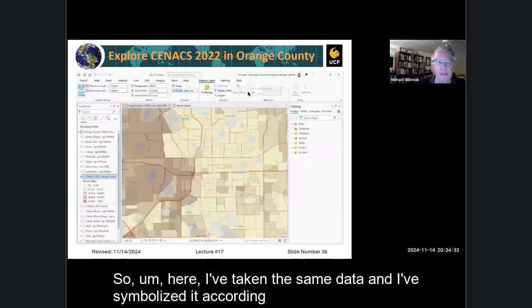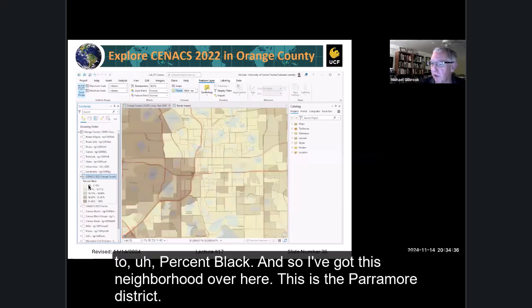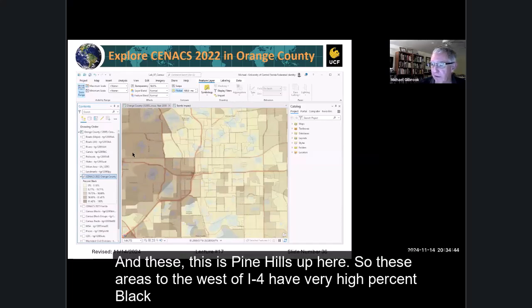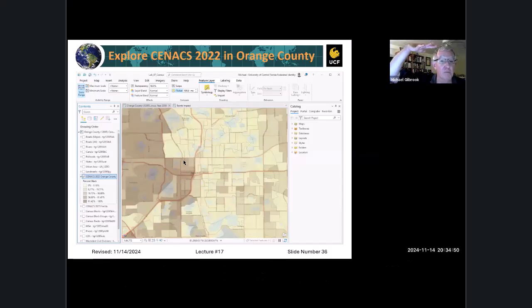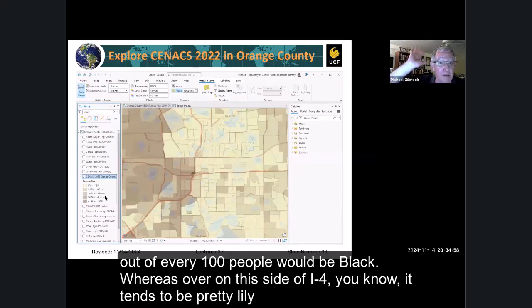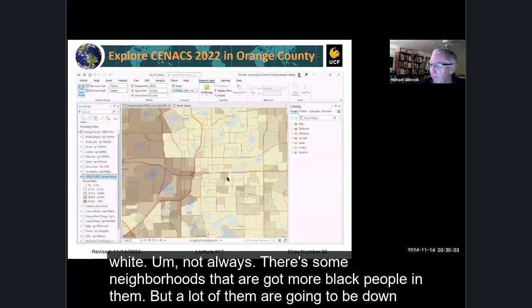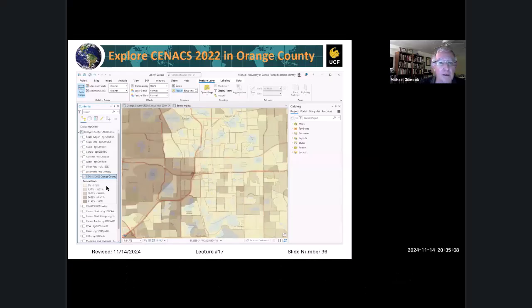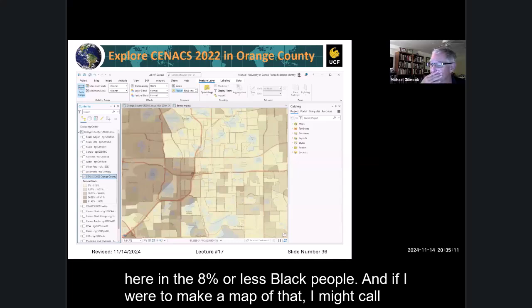Here, I've taken the same data and symbolized it according to percent Black. So I've got this neighborhood over here. This is the Paramore district. And this is Pine Hills up here. These areas to the west of I-4 have very high percent Black populations. If you walked around, the number of Black people you'd meet would be like 61 out of every 100 people. Whereas over on this side of I-4, it tends to be pretty lily white. Not always. There are some neighborhoods that have more Black people in them, but a lot of them are going to be down here in the 8% or less Black people.